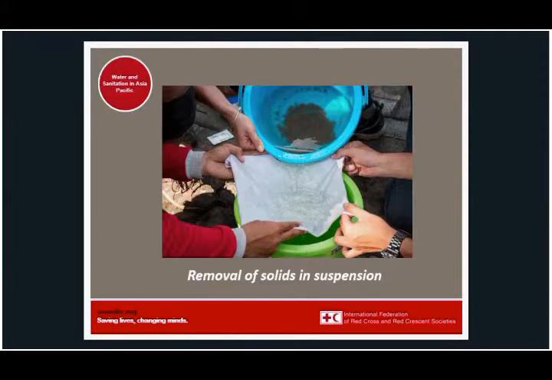So let's start by considering the removal of solids by processes of sedimentation and filtration. Have a look at this photo and think about what you are seeing in this photo. What do you think is happening in this photo? So what I'm seeing is that inside the blue bucket we have sediment that has been flocculated into the bottom of the bucket, and then that water is being poured and filtered through a cloth into the green bucket.